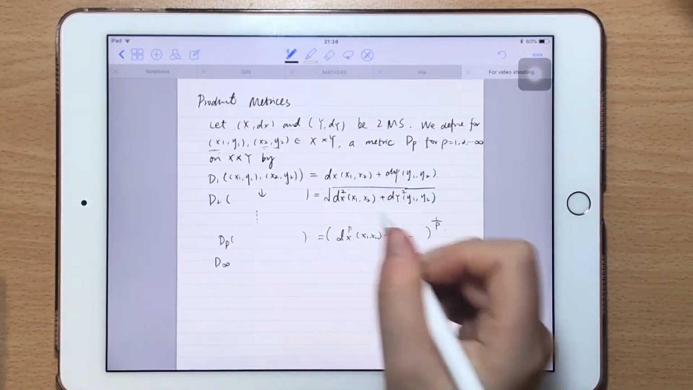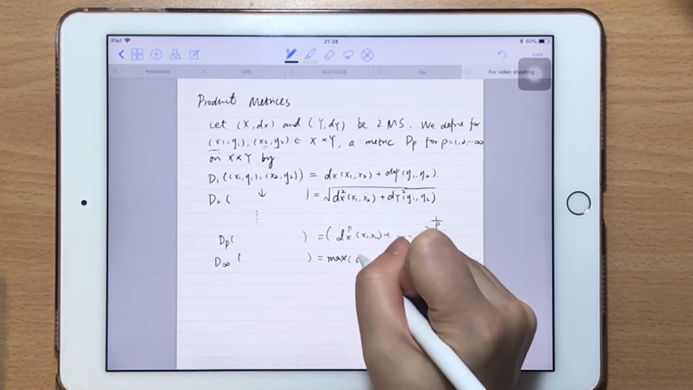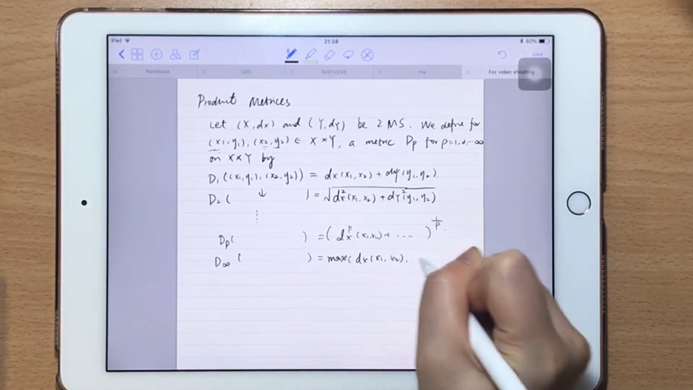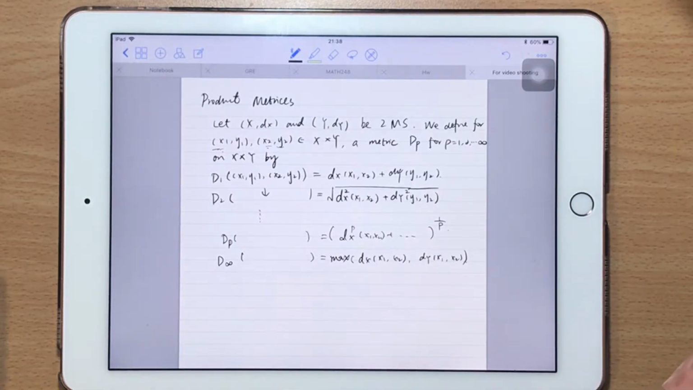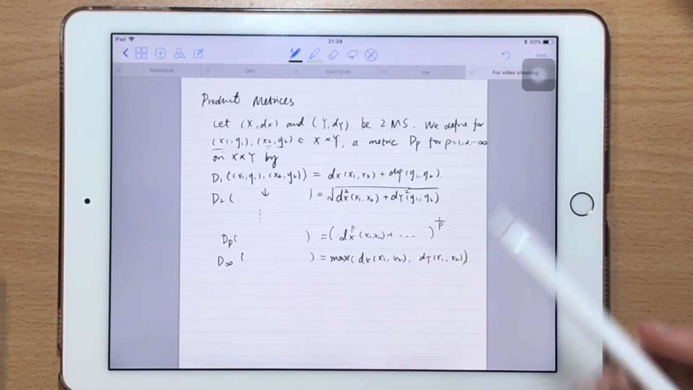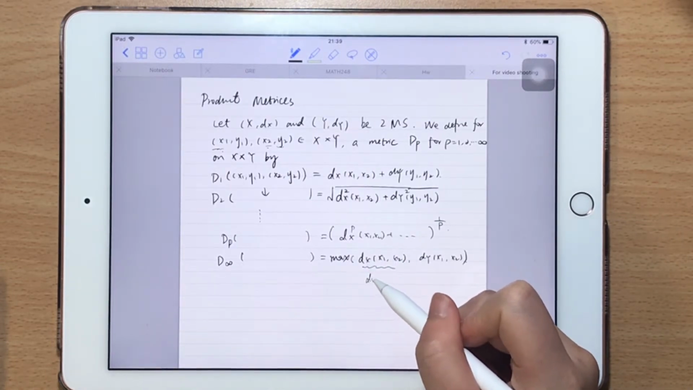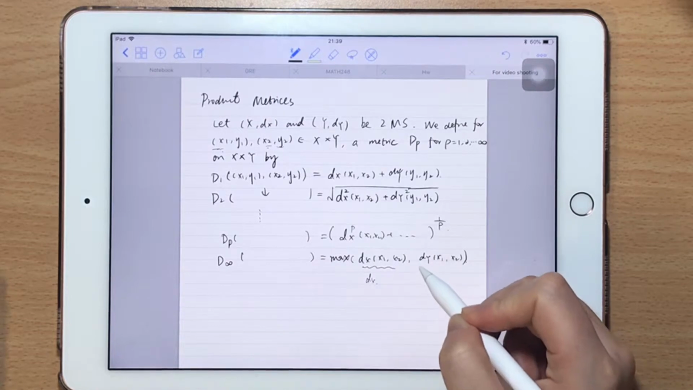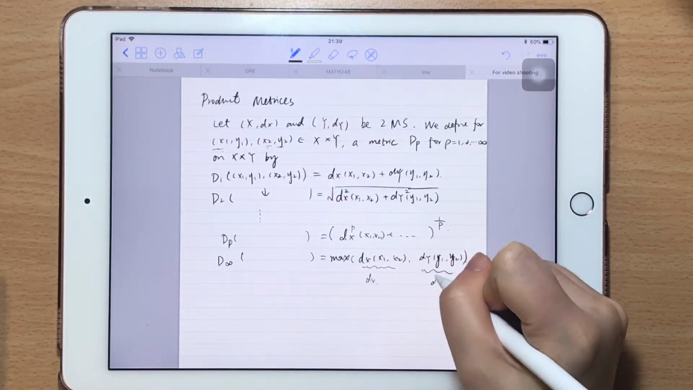And for d infinity, the distance is going to be the maximum of dx(x1, x2) and dy(y1, y2). So generally, if you're given a product metric, you are actually required to calculate three distances. One is the distance between x1 and x2 with respect to the dx metric, and the second one is the distance between y1 and y2 with respect to the dy metric.